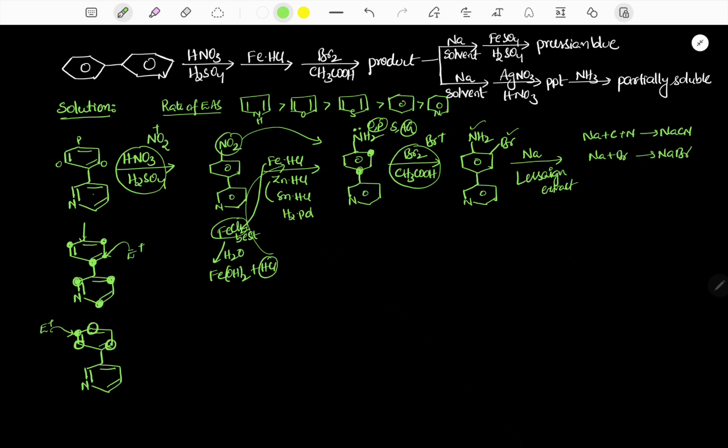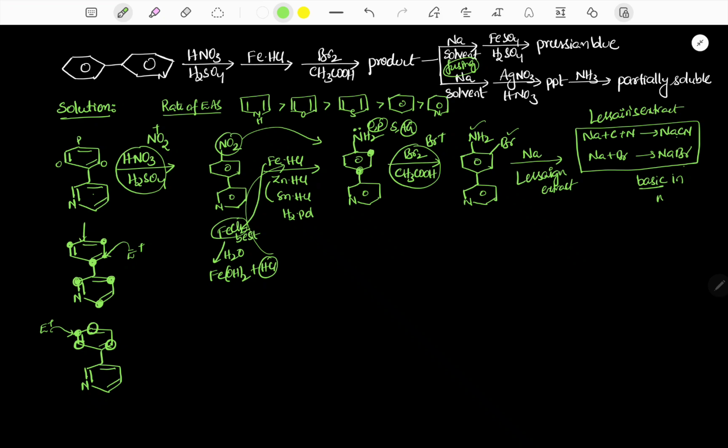So here we can say fusing. In the question it should be mentioned as fusing. So when we fuse, it forms the corresponding Lassaigne extract. The Lassaigne extract contains sodium cyanide and sodium bromide, and Lassaigne extract is generally basic in nature.